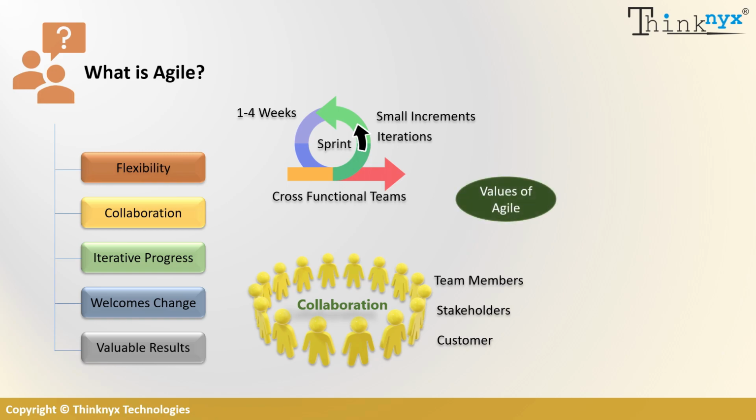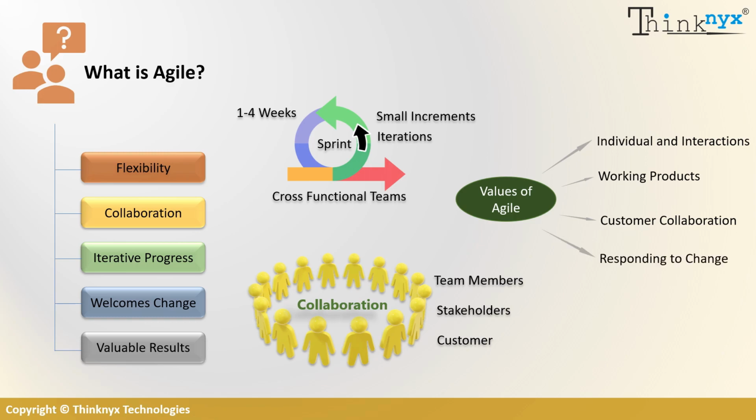There are four key principles of Agile, which includes valuing individuals and interactions more over processes and tools, encouraging working products over following a comprehensive documentation, prioritizing customer collaboration over contract negotiation, and responding to change rather than rigidly following a plan. By embracing Agile, teams can better accommodate changing requirements, address uncertainties, and deliver value incrementally.